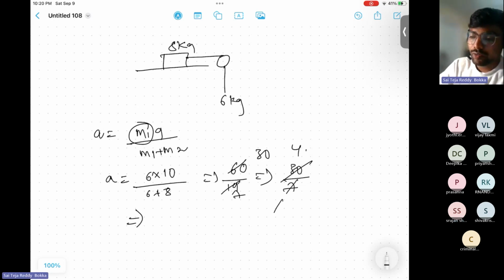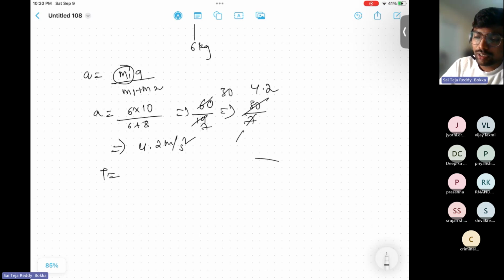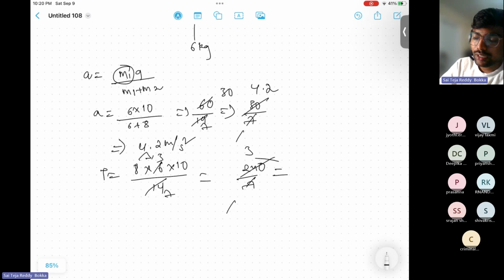So when you calculate this, it's around 4.2 meter per second square. So when it comes to the tension now, what is your tension? T is equal to, you have to multiply as 8 into 6 into 10 by 14, right? 480 by 14. So 240 by 7. What is your answer for this? 34.2 Newton.